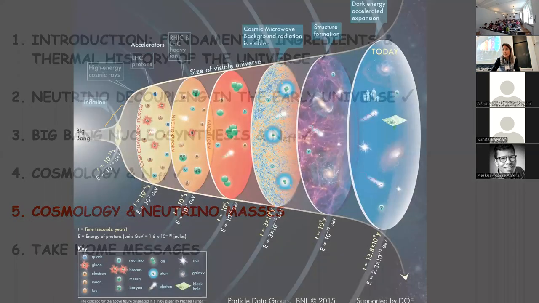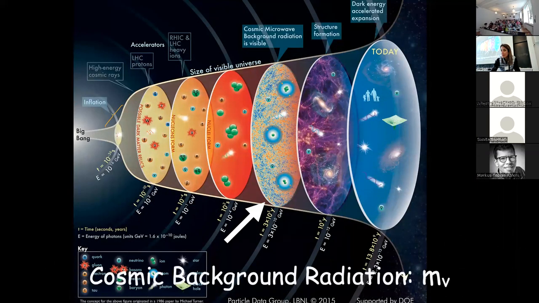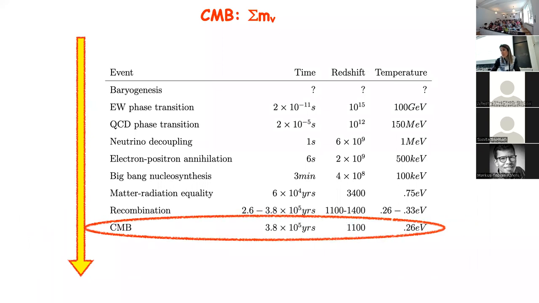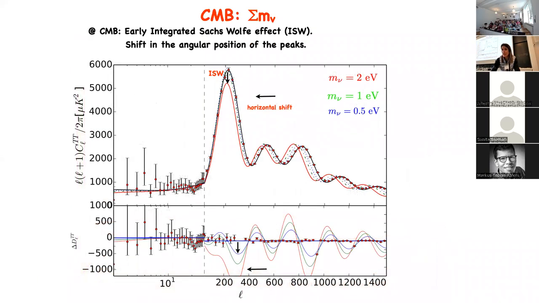So, the CMB, okay? We are still here, we didn't move in the cosmic trip. So what's going on with the CMB and with the neutrino masses? Here I show you the effect of the neutrino masses on the multipoles. This is the very same plot that we have seen, but with the predictions for a 2 eV neutrino mass, a 1 eV neutrino mass, and a 0.5 eV neutrino mass. You can see clearly that there is a reduction in the height of the first peak, and then a shift towards smaller multipoles, larger angular scales, okay?